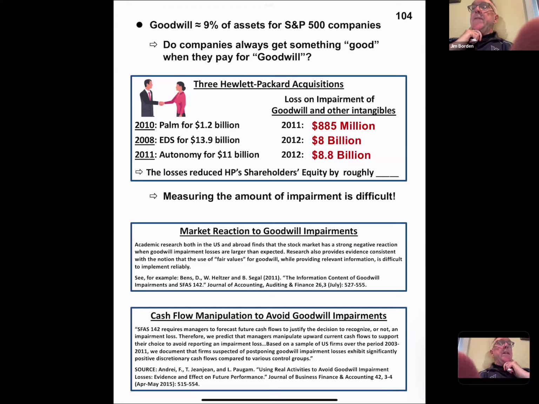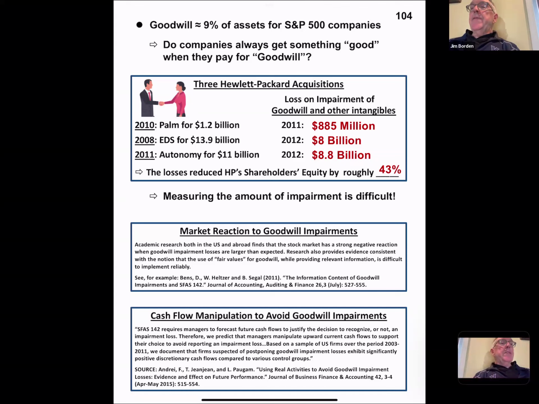Right? Collectively, look at the size of those write-offs. They reduce shareholders' equity by 43%. So a 43% reduction in shareholders' equity because of all these write-offs. So you talk about a significant hit to your books. This was certainly it.